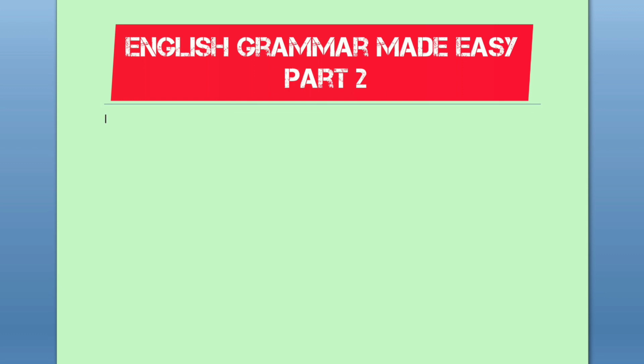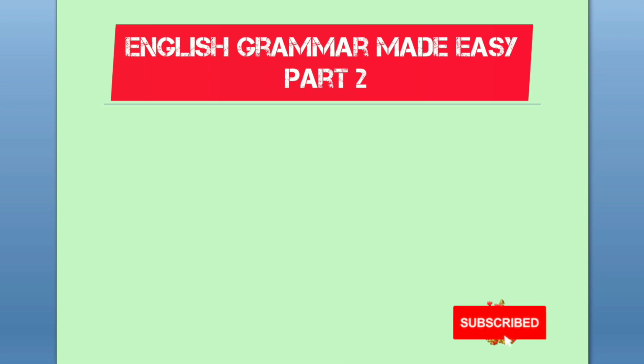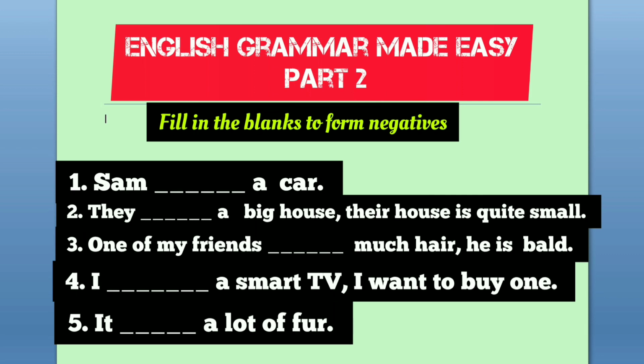Let's quickly do a small exercise so that it's going to help you clear the concept and you won't get confused in the future. So let's see this exercise quickly. As you see on your screen, this exercise is given. So you have to use don't have or doesn't have to fill the blanks. Okay. So the first sentence is Sam dash a car.